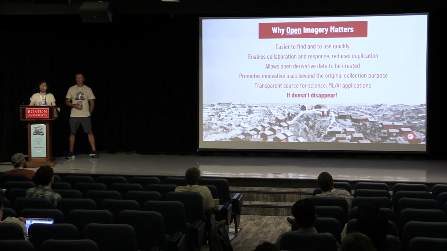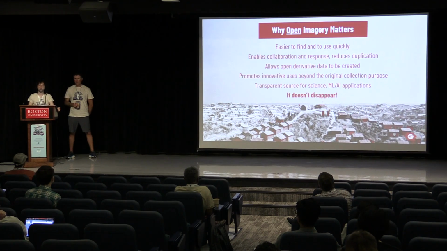So I'll finish off talking about why open imagery matters, and why we're doing what we do. Obviously, we want to make imagery easier to find and use quickly, especially in a humanitarian context when a disaster happens, and if we need to collect post-disaster imagery to do damage assessment in an area, we want to be able to get that online as soon as possible and make it available to mappers to do that kind of assessment. So it enables that kind of collaboration and response. It reduces duplication.